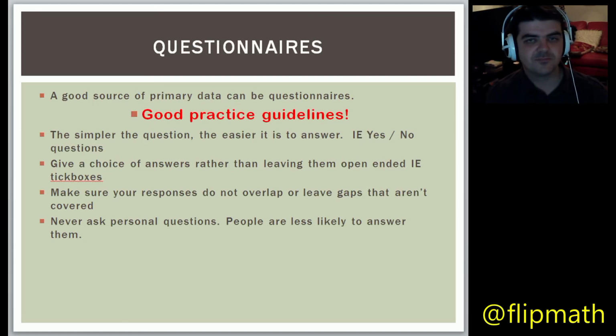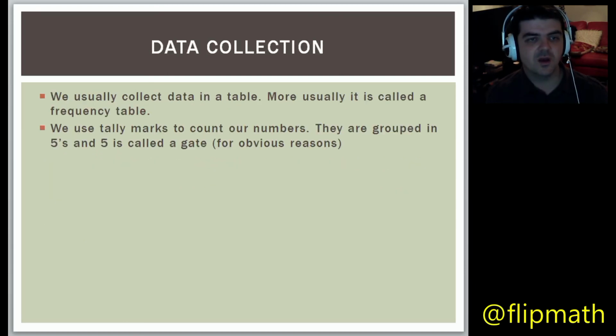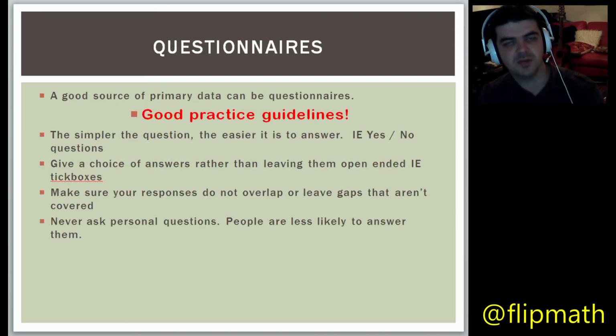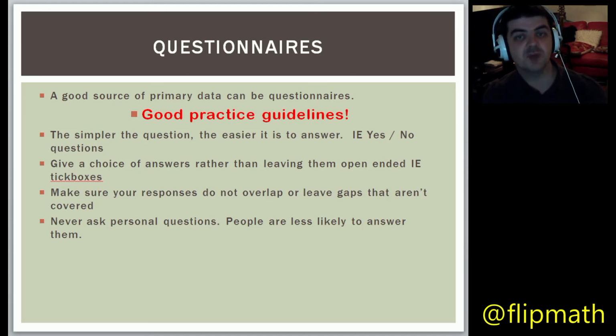We've talked briefly already, but I'll sum it up again about questionnaires. A good source of primary data can be questionnaires. Good practice guidelines: we've talked about some of the things to do with questions. The simpler the question, the easier it is to answer. If you give yes/no responses, people can easily identify which one to go with. Give a choice of answers rather than leaving them open, i.e.